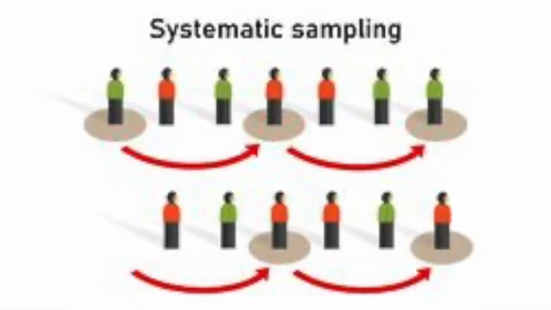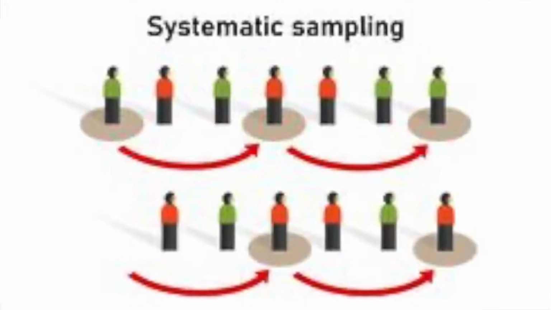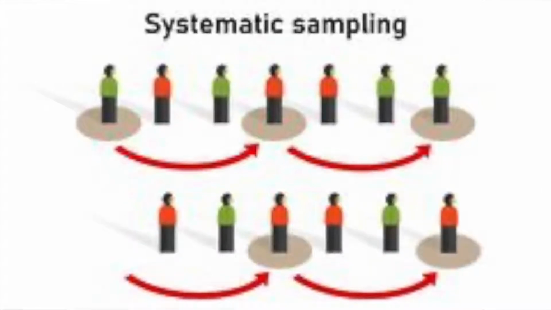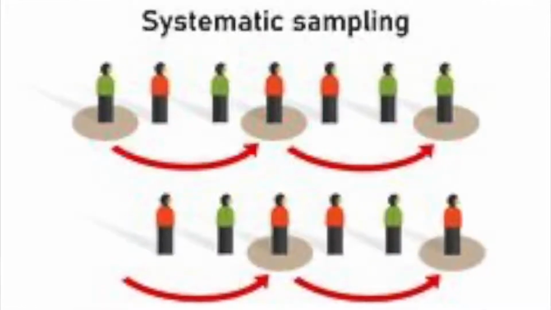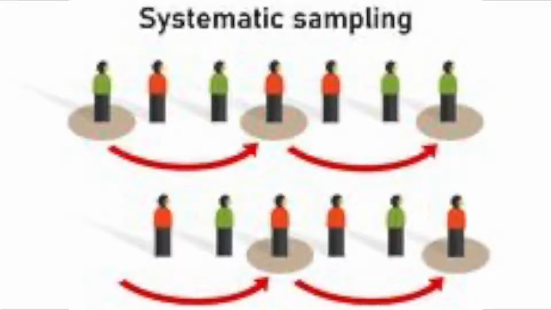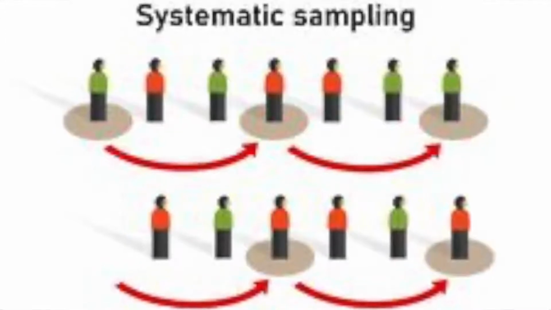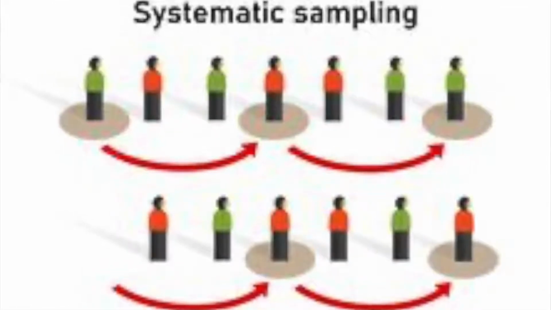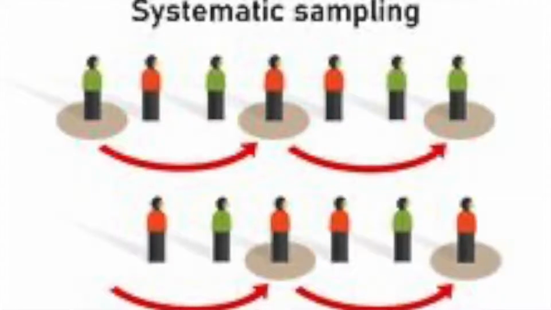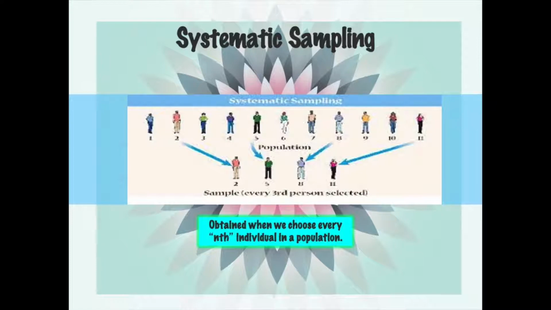And so you have to make sure that the organization of your list can't bias your sample. So, for example, if the list was organized boy, girl, then you would only end up with girls in your sample. So you kind of have to watch out for that with systematic sampling. Okay, so let's go ahead and watch a video on systematic sampling.